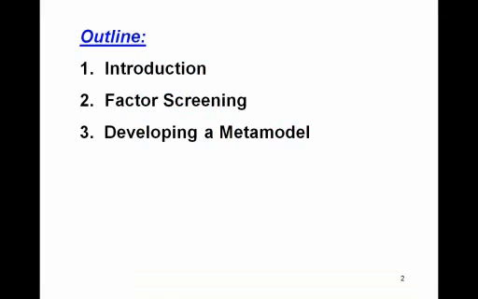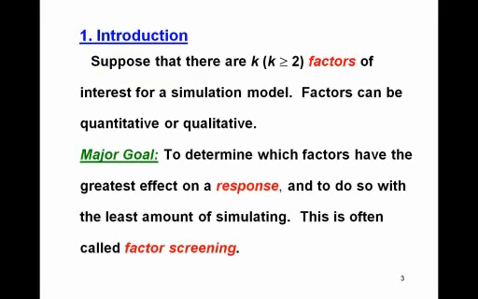So here is a very brief outline. We're going to have an introduction, not shocking, and we'll talk about using design of experiments for factor screening, finding the factors that are the most important, and then we'll talk fairly briefly about developing a meta model or response surface, which would be a regression equation for predicting the value of the response for values of the parameters that we didn't actually simulate. So anyway, here we go with the introduction.